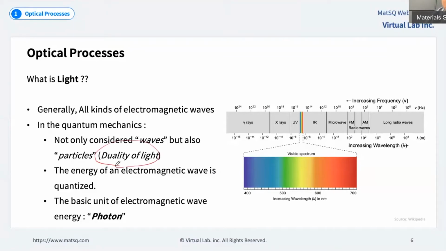As you may know, the energy of an electromagnetic wave is quantized into photons. The basic unit of electromagnetic wave energy quanta we call a photon. Look at this figure. Light can be separated into gamma or X-ray, and also ultraviolet and visible area, infrared, microwave, and some long radio waves, right here.